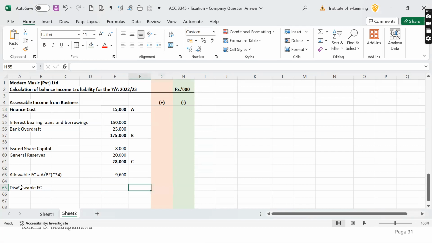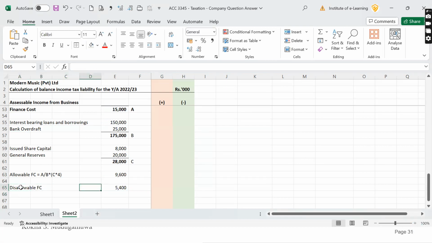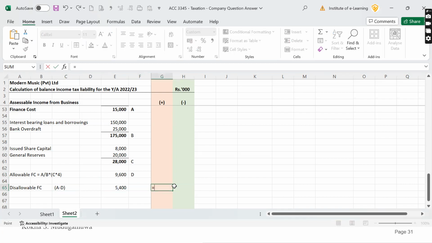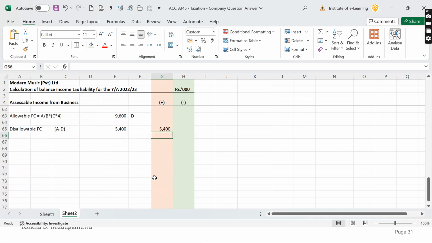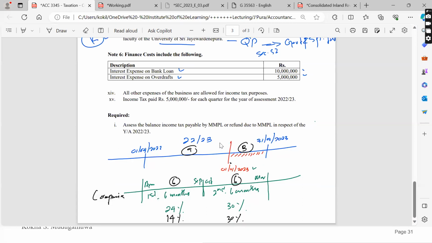Then disallowable finance cost would be how much? A minus D. Disallowable finance cost, we have to disallow in the red column. Clear? Finance cost adjustment is also clear. After that, we don't have any adjustments. We have considered all other expenses here. All other expenses incurred are allowed for tax purpose.